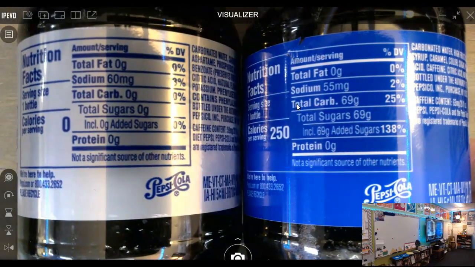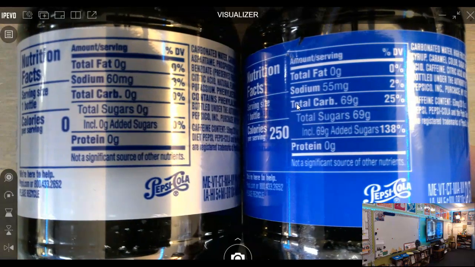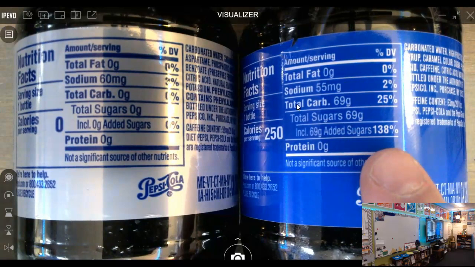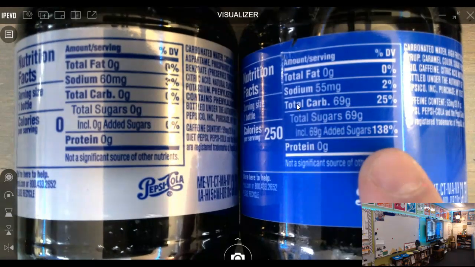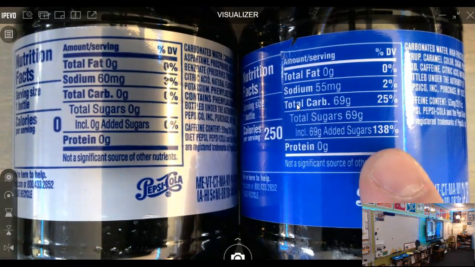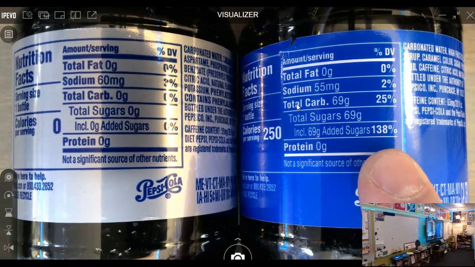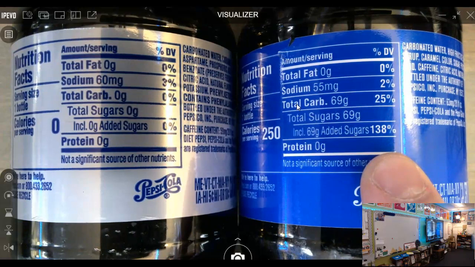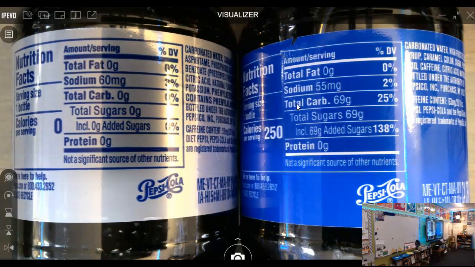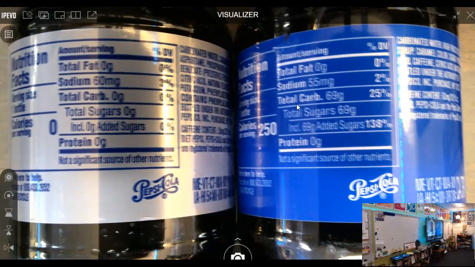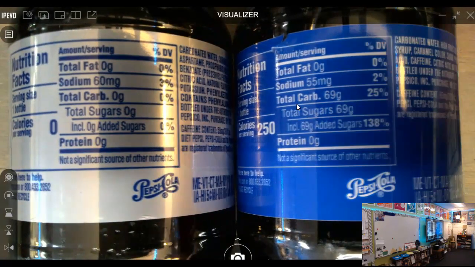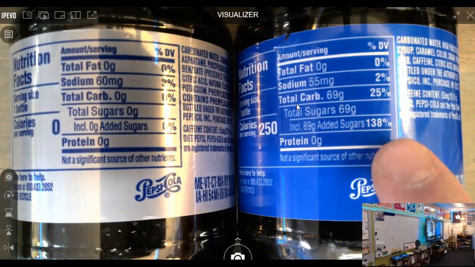Jeez. 138% added sugar. What? Oh my god. 138%? What does that mean? Not trying to make you feel bad about what you're drinking, but you should be aware of what you're putting in your body. Alex is secretively hiding their Pepsi over there. Like 138. Now guys, this is for the entire bottle, right? If I drink this whole bottle, but Gabe, what does that percent there mean?